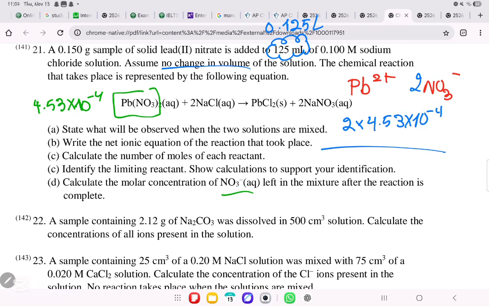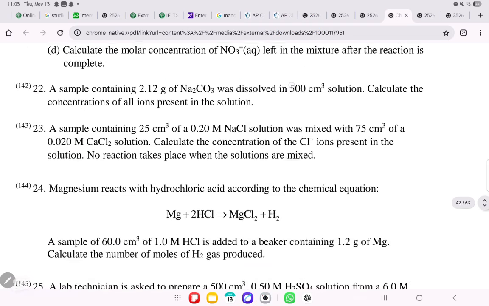divided by the volume, which will give me a concentration of 2 times 4.53 times 10 to the power of minus 4 over 0.125. This will give me an answer of approximately the concentration to be 7.25 times 10 to the power of minus 3 molarity. That's it for question 21. We'll move on to 22.